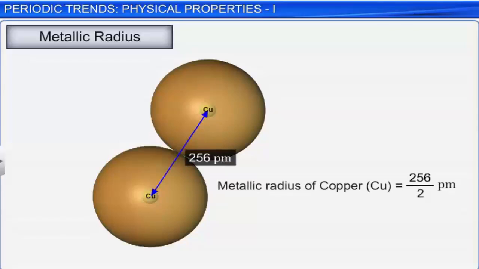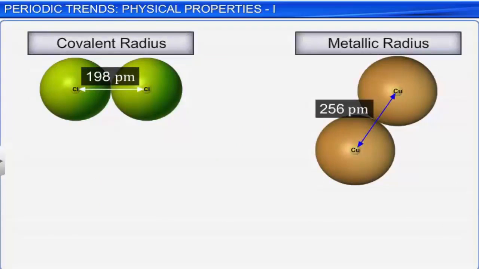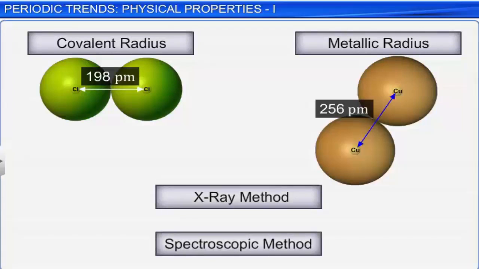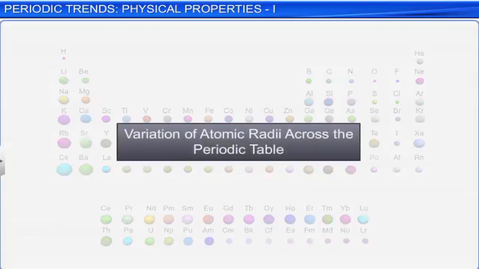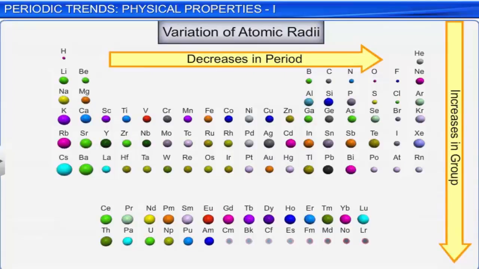Atomic radii of both the types, covalent and metallic, are usually measured by X-ray or by other spectroscopic methods. Let us now see the variation of atomic radii across the periodic table. Generally, atomic radius decreases across a period and increases as we go down a group. The table lists the atomic radii of few elements from the second and third periods of the periodic table.